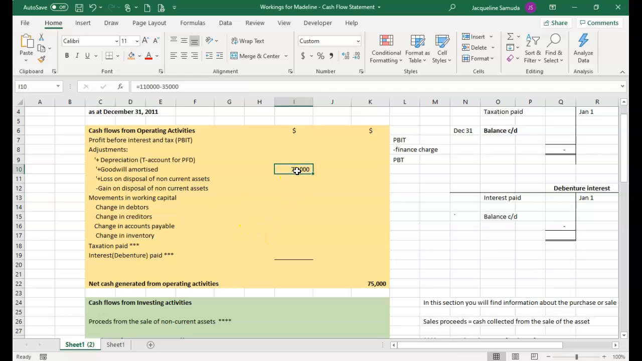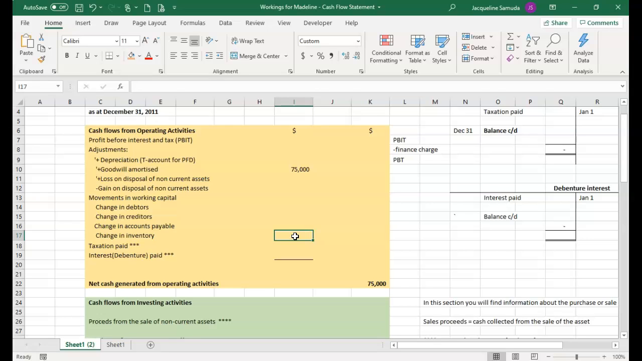Okay. Now when I scroll down, the next item I see that I can do calculations on from the face of the statement of financial position is stock, also known as inventory. Now here's the thing to note.